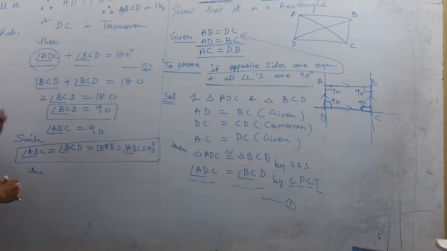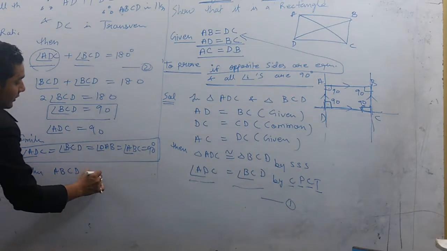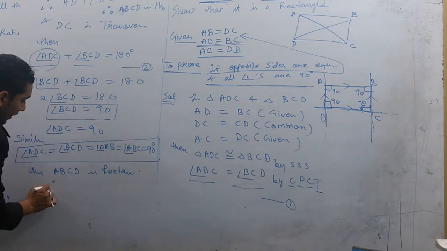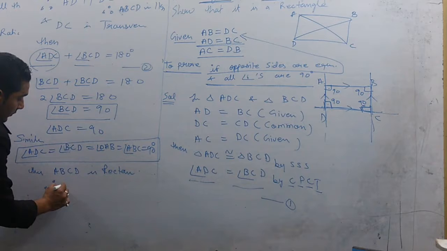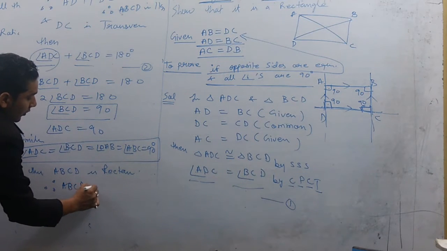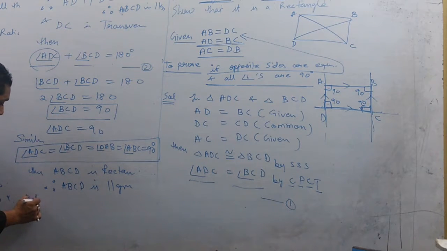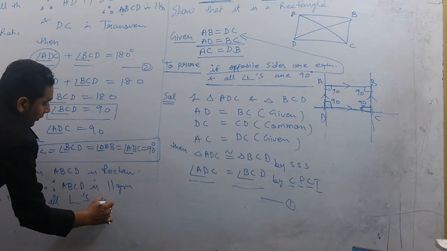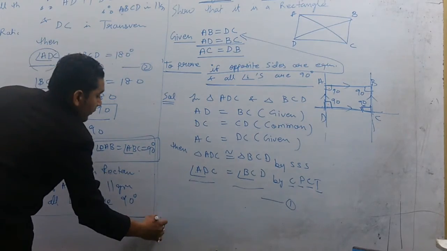Then ABCD is a rectangle. The reason is that ABCD is a parallelogram with all angles 90. This is the answer.